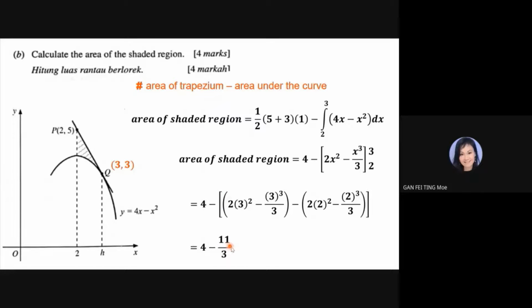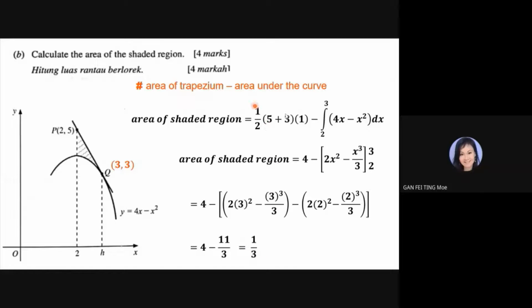When you lose the mark for this, if this is a follow-on mark, you lose this mark as well. So in order to make sure that nothing is lost, please show your working. We want to see your working. This is 1 mark here. Integration is 1 mark. Substituting the value is 1 mark. And the answer is 1 mark.